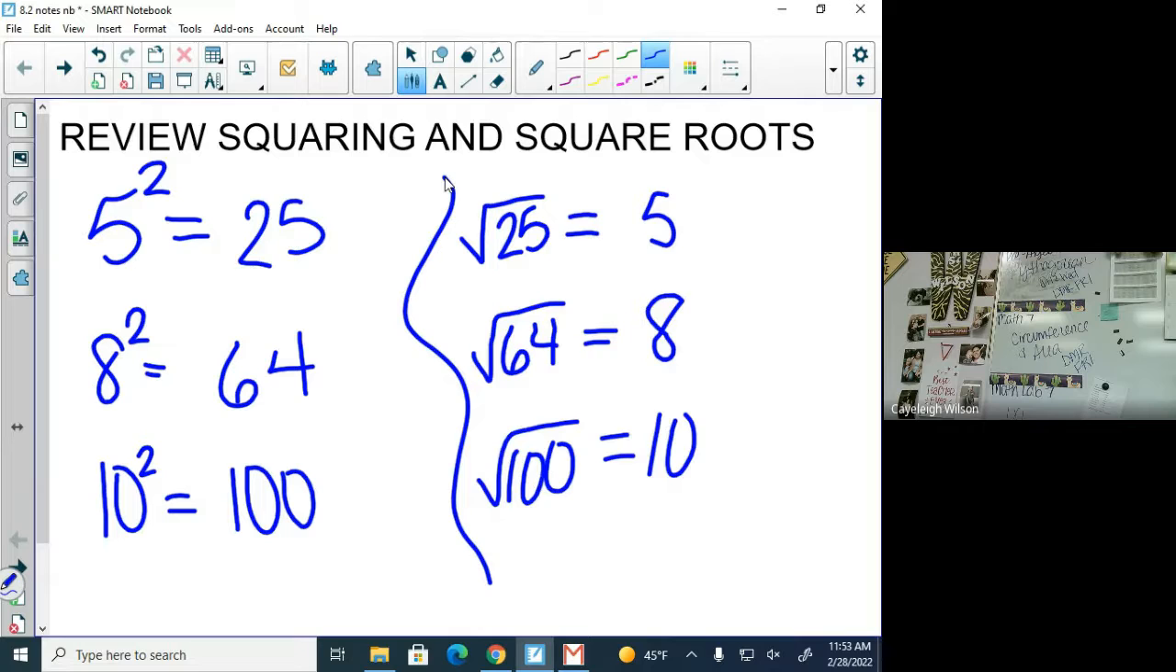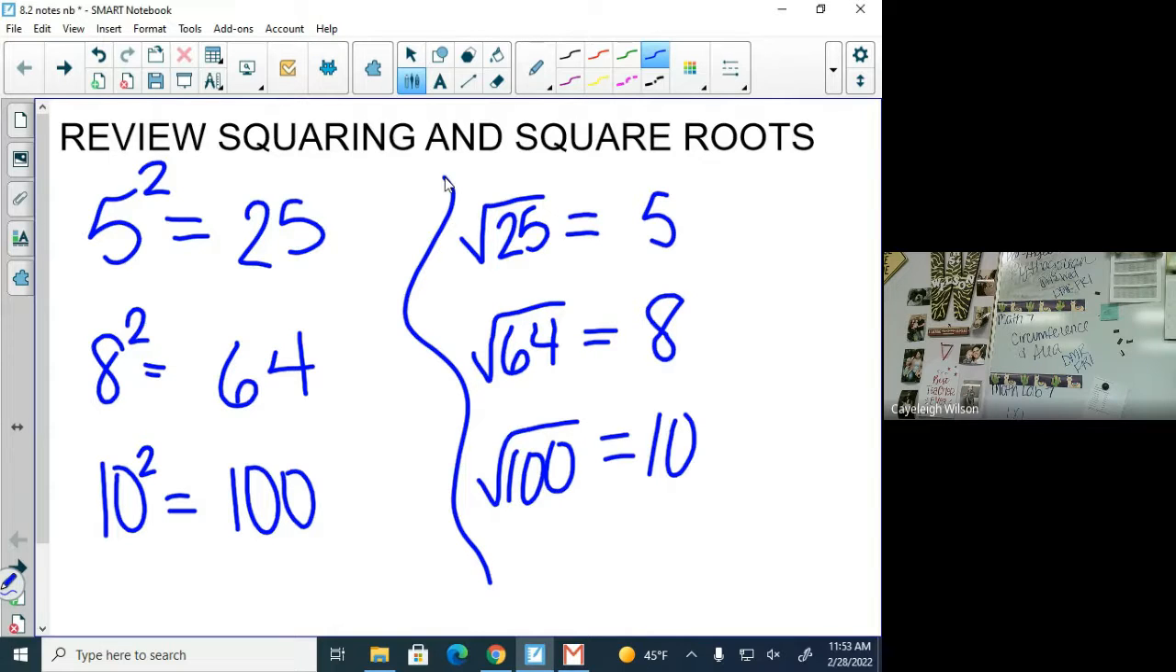What's the square root of 9? 3, because 3 times 3 is 9. What's the square root of 36? 6, because 6 times 6 is 36. What's the square root of 81? 9, because 9 times 9 is 81. What's the square root of 16? 4, because 4 times 4 is 16. What's the square root of 64? 8, because 8 times 8 is 64. So that's that relationship between squaring and square rooting.